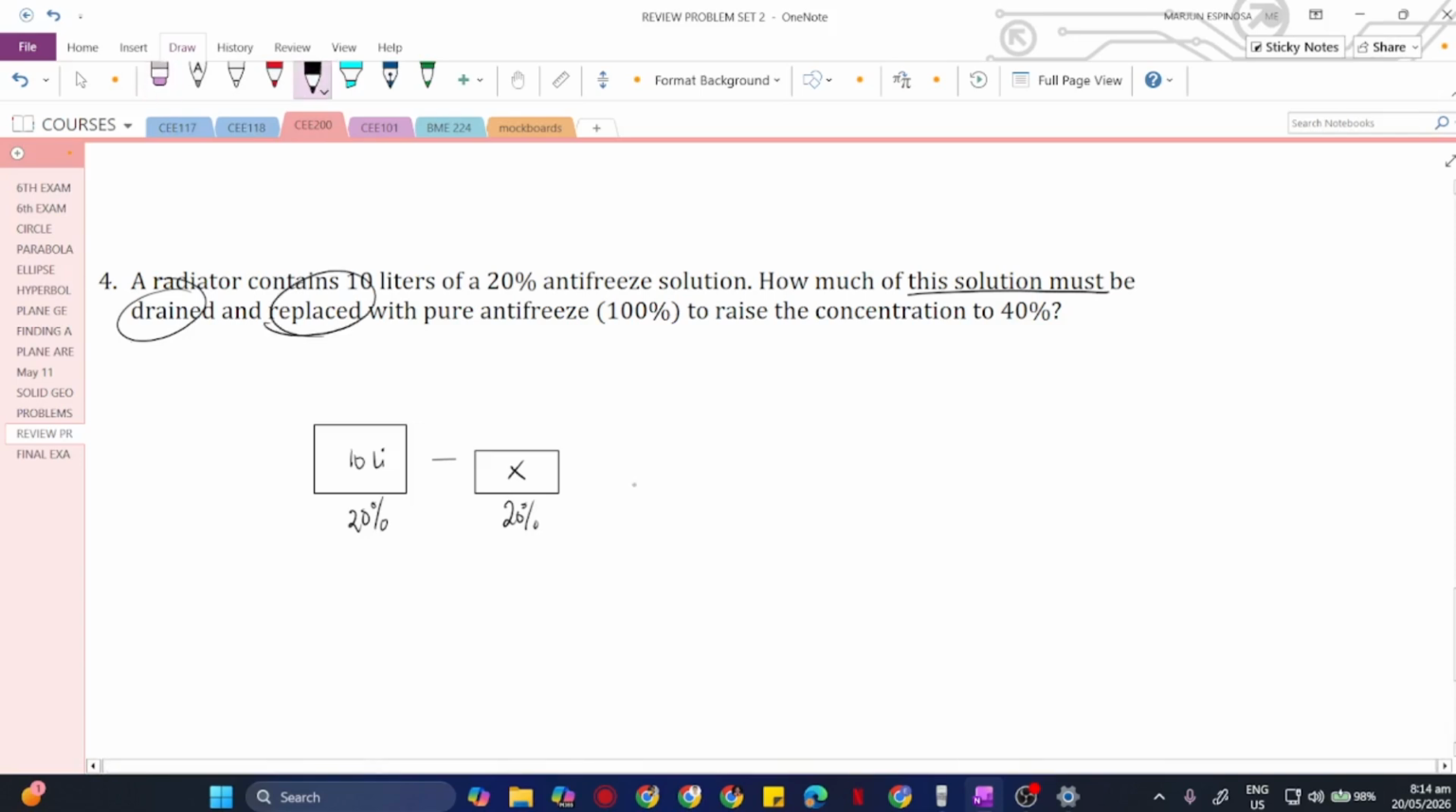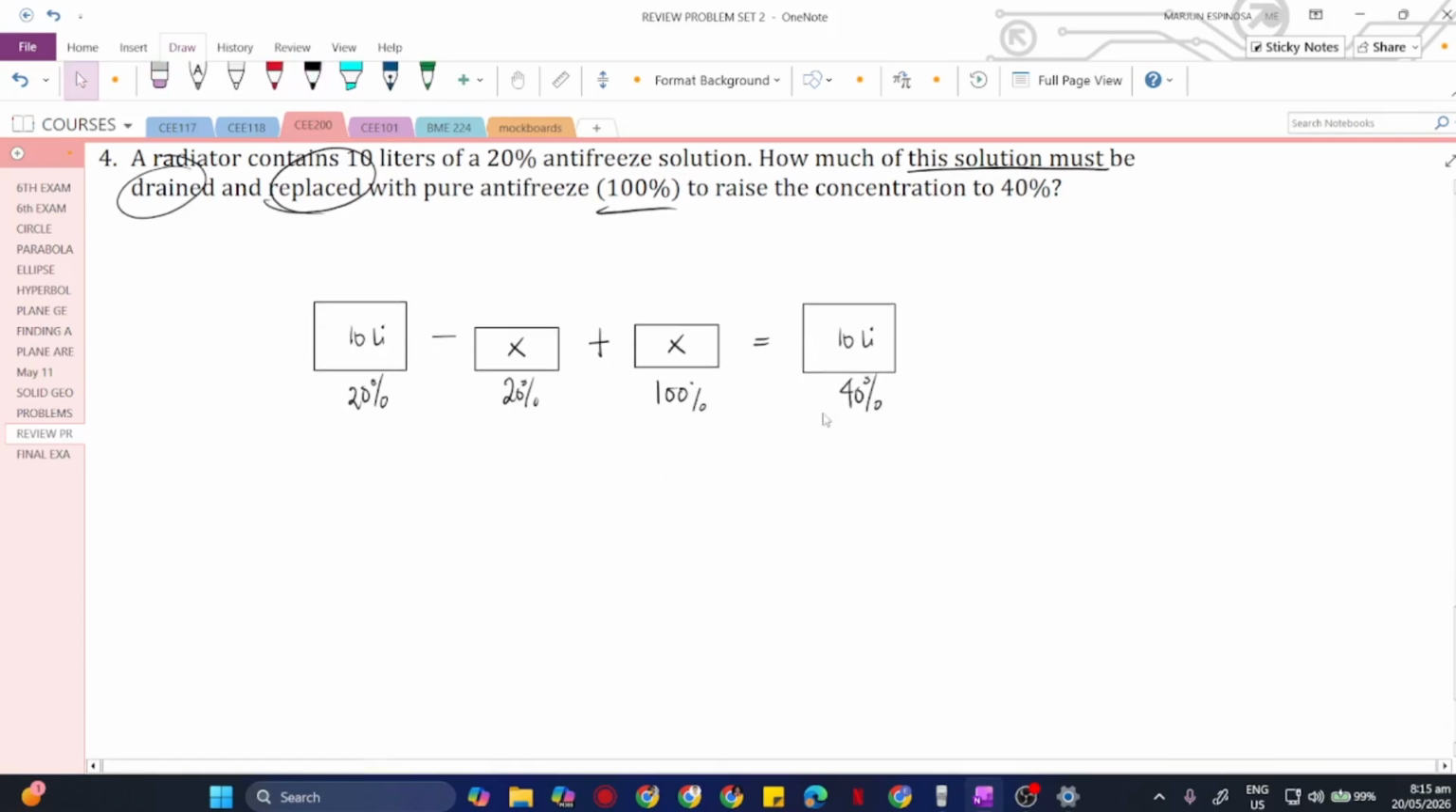Then, replace. Meaning to say, we add again what amount? The same amount. The same amount is what we added. We took X amount, and we returned X amount, but the concentration is different. Here, its concentration is 100. So that we can form what, class? What is our resulting concentration? 40%. So, the logic here is if we took X amount, then added X amount, what volume remains? The original volume, right? Which is still 10 liters. That is still our volume. But its concentration would now be equivalent to 40%. So, that is our diagram.